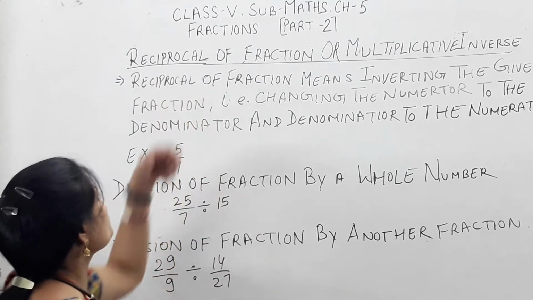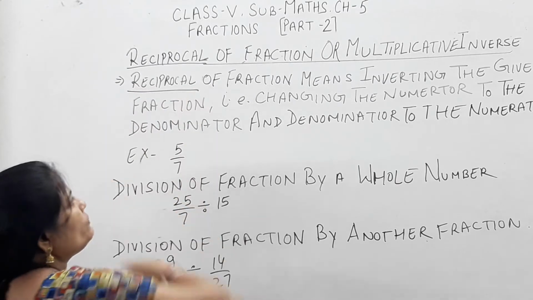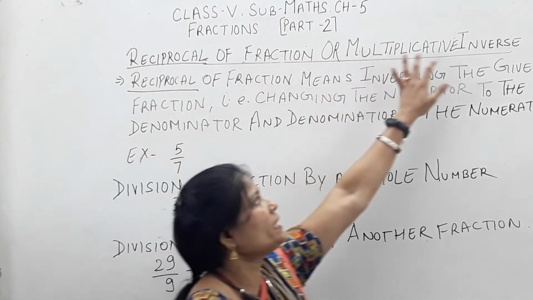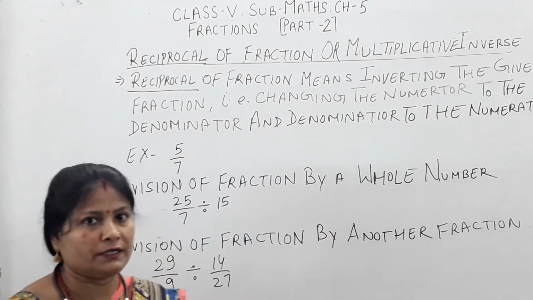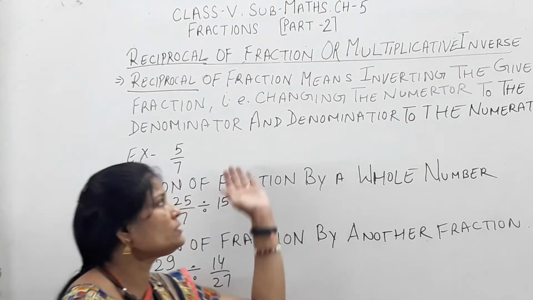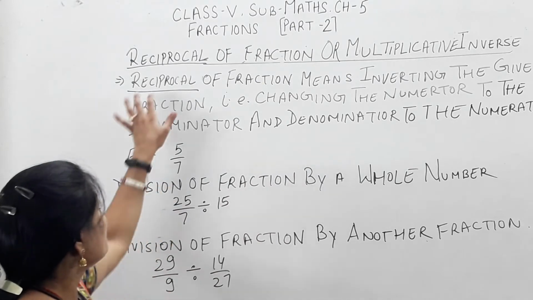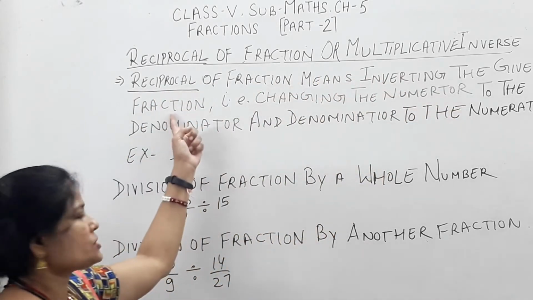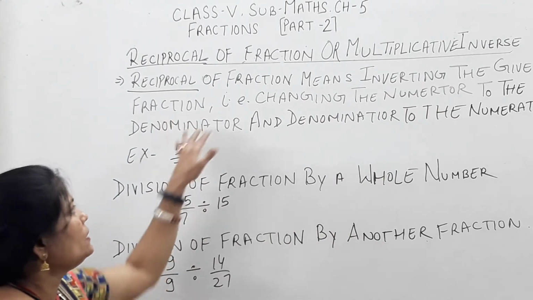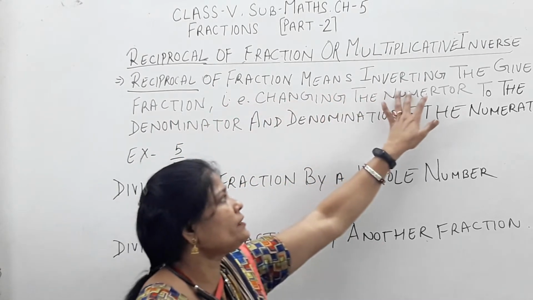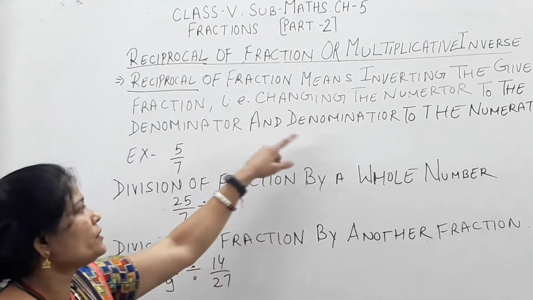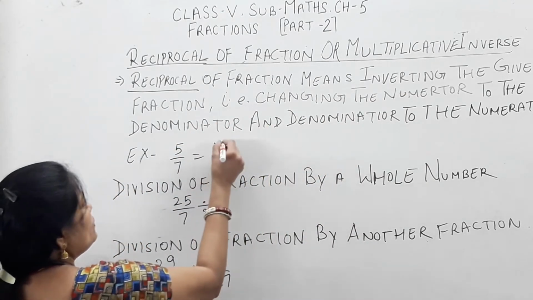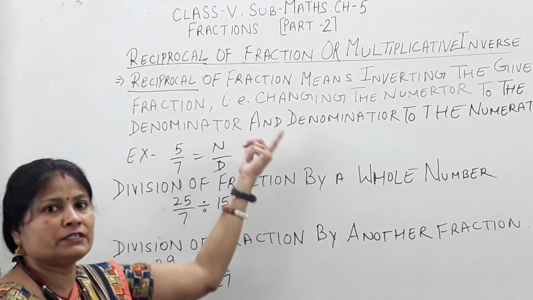We have to use one word, reciprocal. What do you mean by reciprocal? Reciprocal of a fraction or multiplicative inverse, both are correlated, means both are the same. They both have the same meaning. Reciprocal of a fraction means inverting the given fraction. We have to do the opposite, that is changing the numerator to the denominator or the denominator to the numerator.